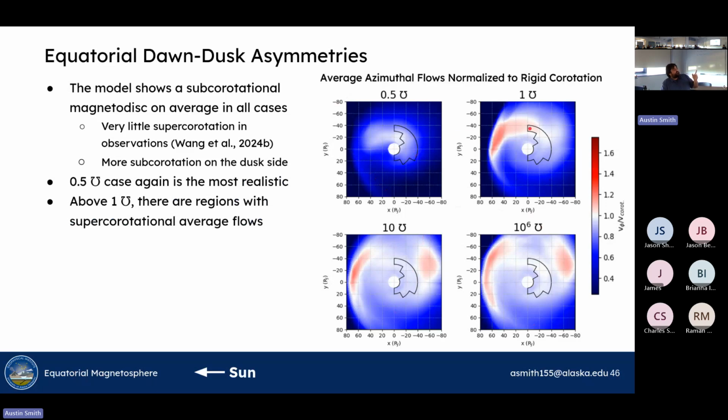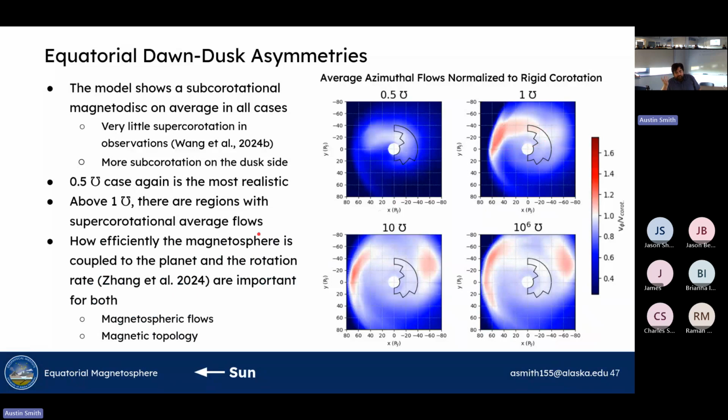And above 1 mil, you can see that there's regions where there's on average, right? This is a 100-hour average, 10 rotation periods. There's on average super co-rotational flows between the dawn side and noon. And also here, this is the magnetosheath. And this is also kind of because as the plasma is co-rotating around, it interacts with the boundary and has to be funneled through. So it's almost like a nozzle. It has to speed up a little bit to get through the region between the magnetopause and the planet.